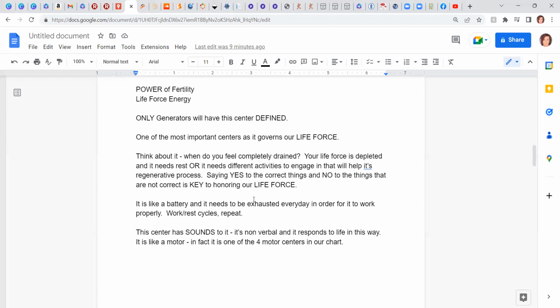I always say generators are not indecisive. They're just not being asked the right questions. If you ask an open-ended question as a generator or manifesting generator, it could throw you for a loop, because it's like, I don't know. I'm not sure. There's this confusion. But if you're asked a specific question, would you like to go to this restaurant? Would you like to do this today? It's like, oh, yes or no. So a lot of generators feel like they're indecisive. They're not. It's just they're not being asked the correct questions.